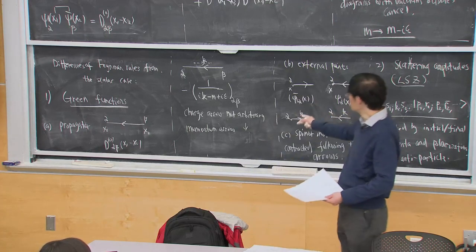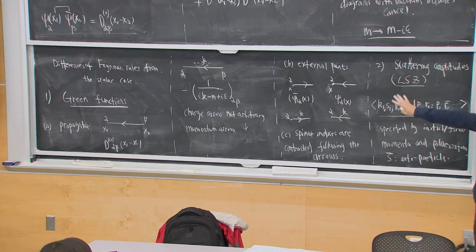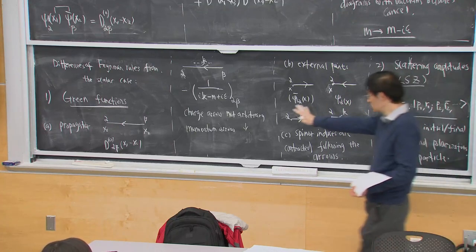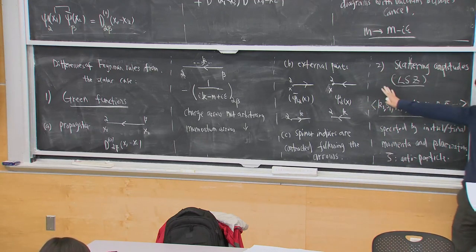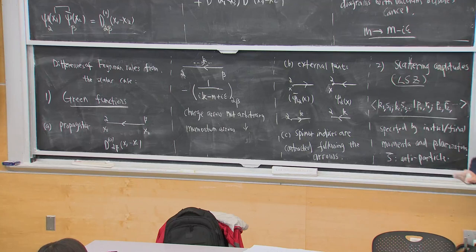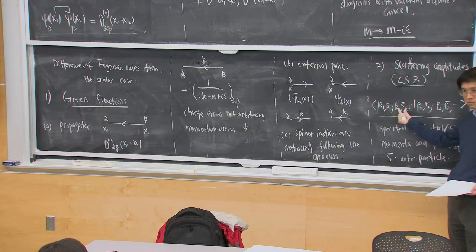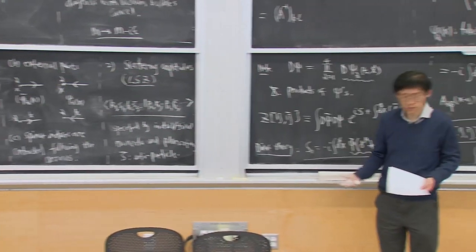So between the scattering amplitude and the Green function, the only difference is how you treat the external lines. All the propagators are the same. Remember, in the scalar case, we just removed all the external lines. But here we have to be a little more careful, because now they have polarization, and we need something to specify the polarization of each particle. So it's reasonable to expect that the polarization of each particle is specified by those u and v functions we derived earlier.